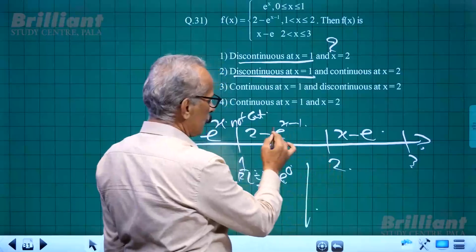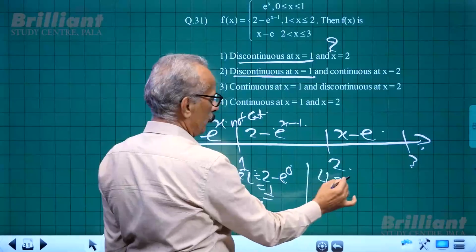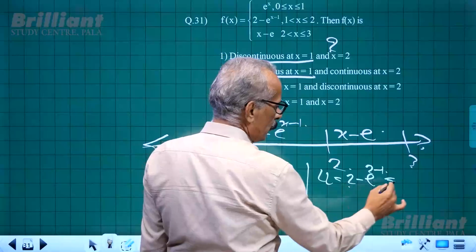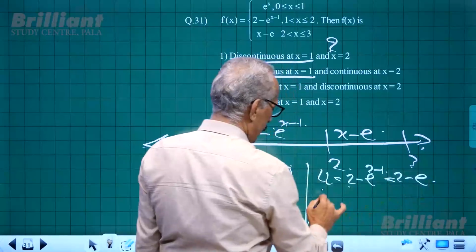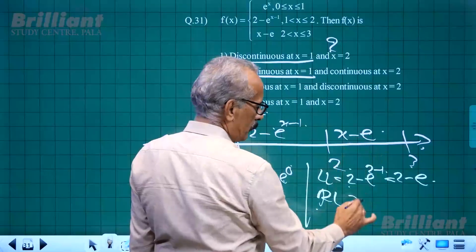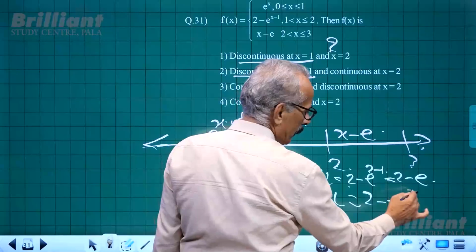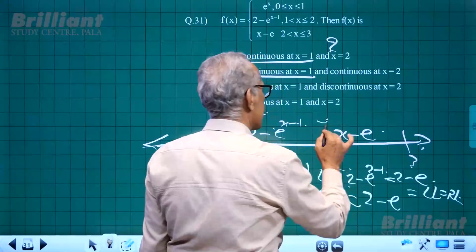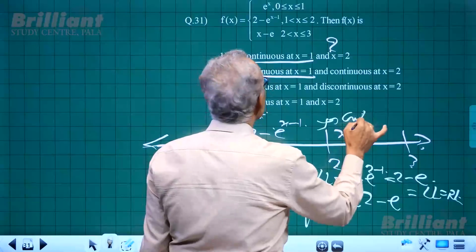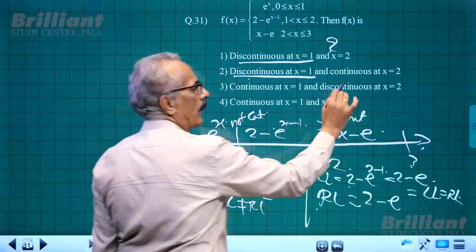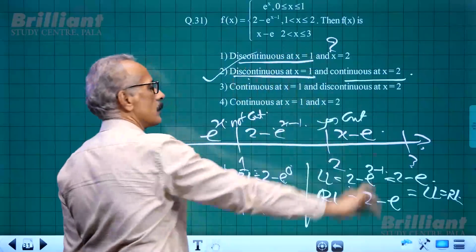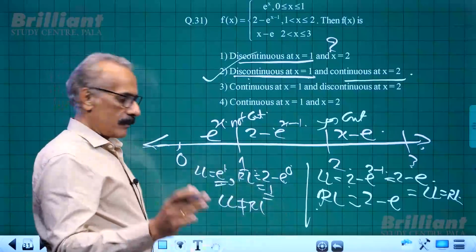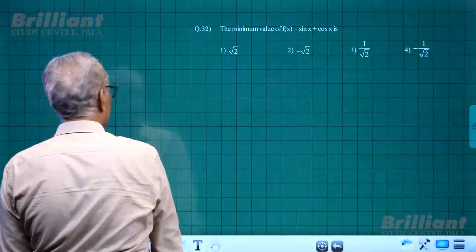That is at 2. What's the left limit at 2? 2 minus e raised to 2 minus 1, that is equal to 2 minus e. The right limit, the right function, is 2 minus e. Both are equal, so the left limit is equal to the right limit, and yes, it is continuous. So it is discontinuous at 1 and continuous at 2. Your answer is 2. We don't have time to find the left and right limits, etc., while writing the entrance examination.